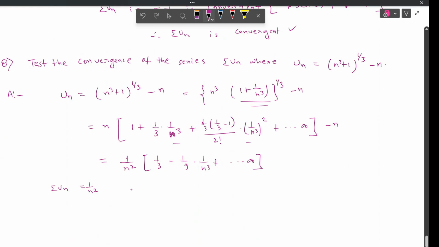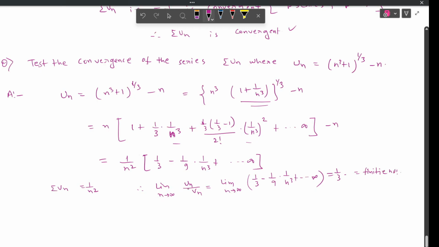So we know that we have to check limit n tends to infinity u of n by v of n. If you divide this u of n by v of n, by 1 by n square, this n square will cancel out. So you will get 1/3 minus 1 by 9 into 1 by n cube up to infinity. If you put n tends to infinity, all the terms will be 0, you will get 1/3. So it's a finite number, right?